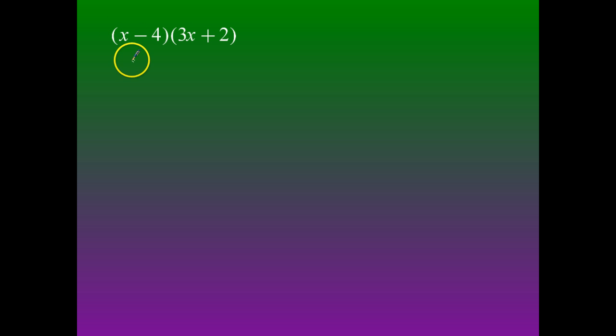So x times 3 is 3x squared. X times 2 is positive 2x. Negative 4 times 3x is negative 12x. Negative 4 times 2 is negative 8.